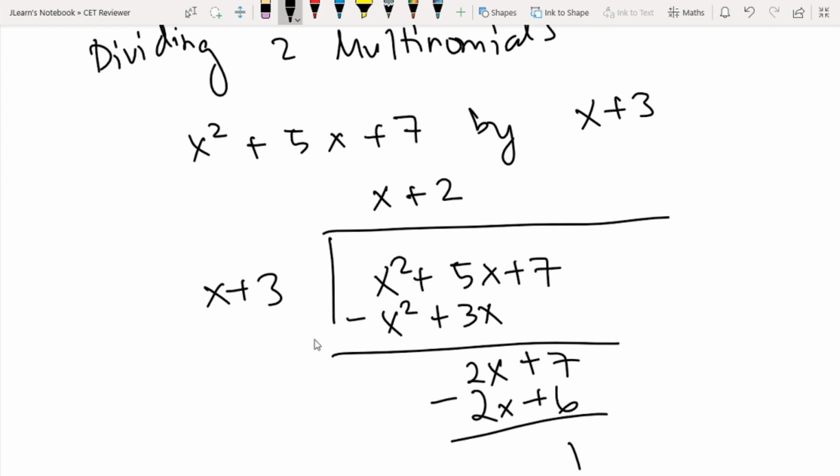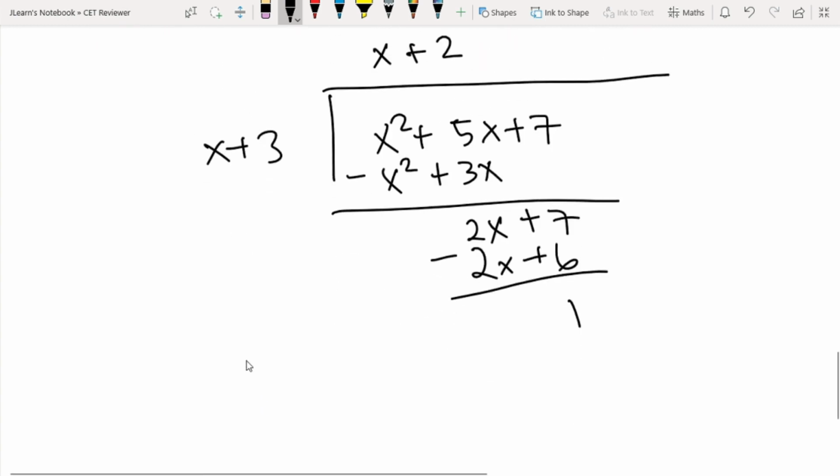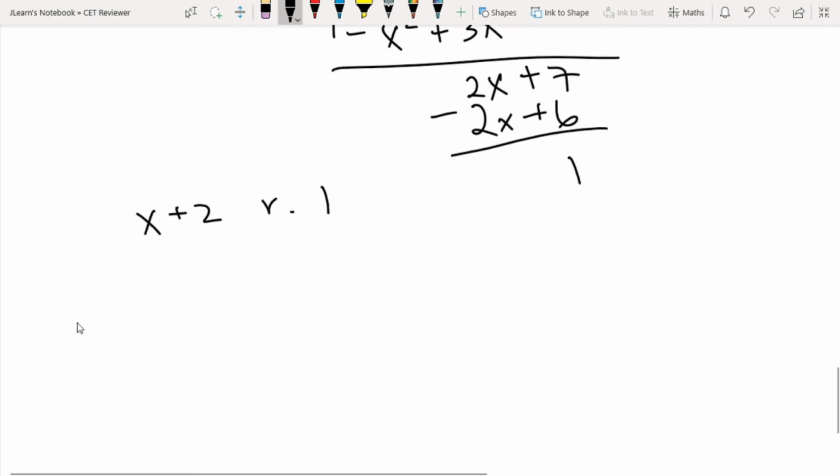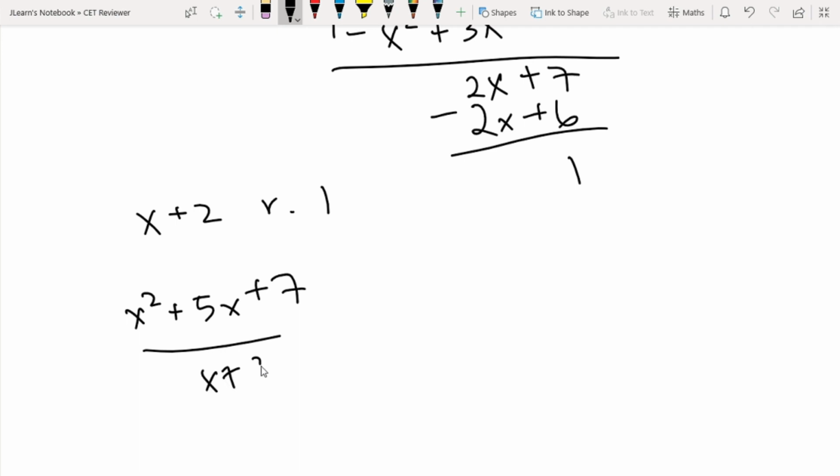So, you know now na x squared plus 5x plus 7 when divided by x plus 3, makukuha mo ay x plus 2 remainder 1. Sinusulat natin ito using fractions. X squared plus 5x plus 7 all over x plus 3 is equal to x plus 2 plus 1 over x plus 3.